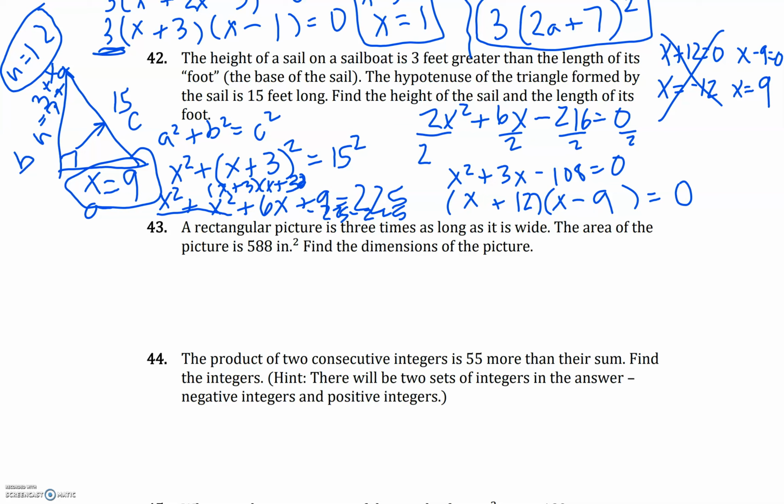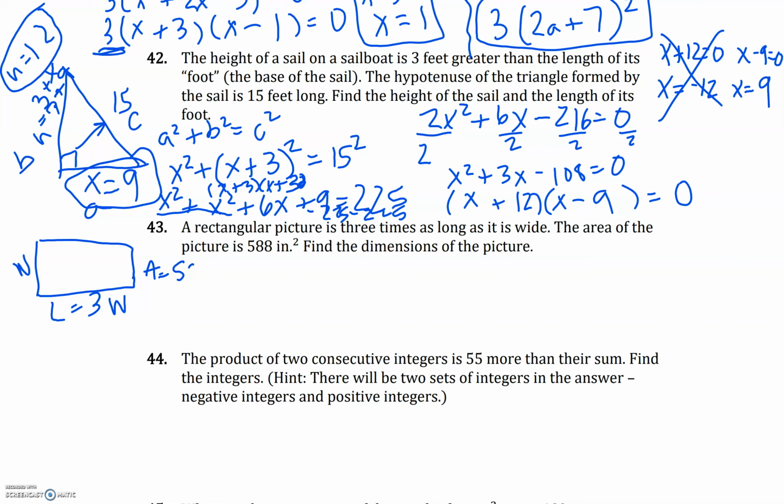Number 43 is dealing with a rectangular picture. So let's draw a little rectangle for reference. It says the rectangular picture is 3 times as long as it is wide. So if we have the width, we'll just call that W. The length would be 3 times as long as it is wide. The area of the picture is 588.